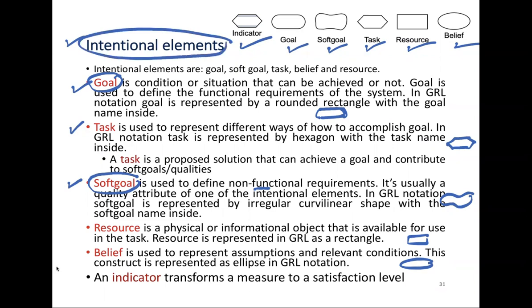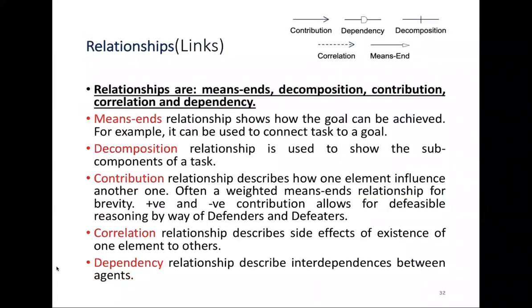Now let's move to the second component in a goal model represented by GRL notation, which is the relationships. Relationships in the GRL model could be means-ends or decomposition relationships, contribution relationships, or even correlation and dependency relationships. A means-ends relationship shows how the goal can be achieved. For example, it can be used to connect a task to a goal. On the other hand, a decomposition relationship is used to show the sub-components of a task.